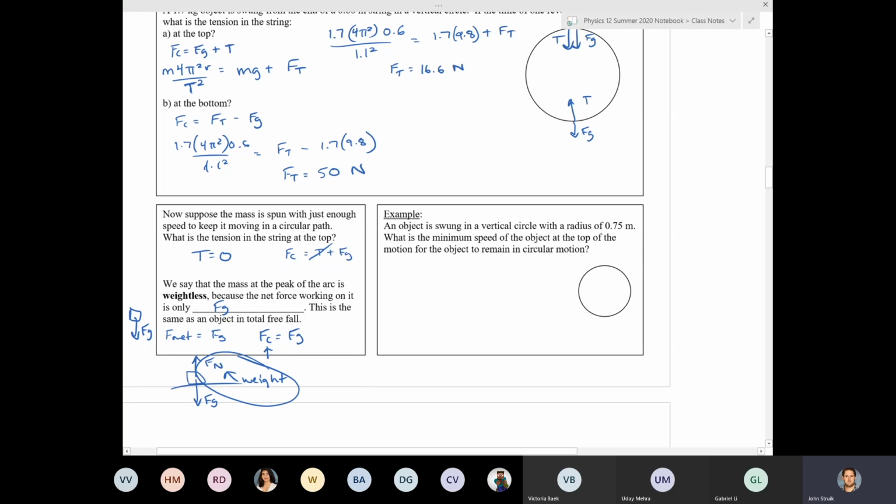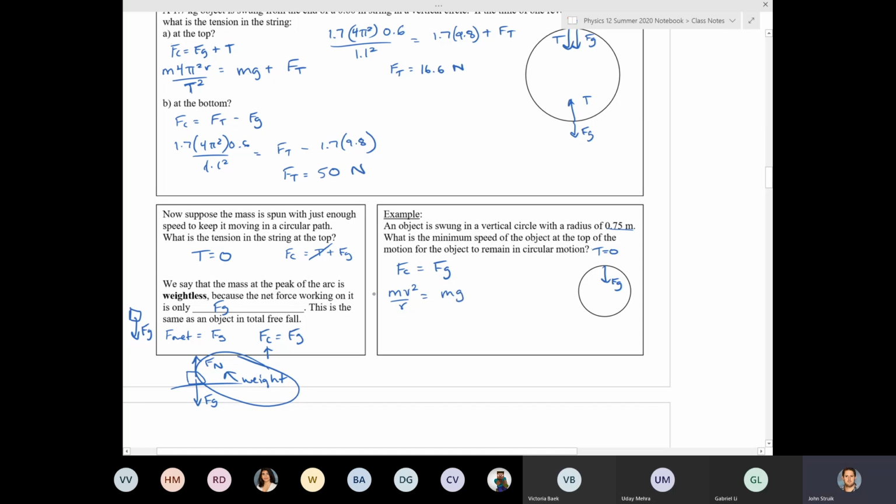So an object is swung in a vertical circle with a radius of 0.75 meters. What is the minimum speed of the object at the top of the motion? So the minimum amount of speed is when tension is equal to 0. So tension is equal to 0, and the only force acting on it is Fg. So then we would say Fc equals Fg. And then we want to know the minimum speed, and we have the radius. So this is going to become mv squared over r equals mg.